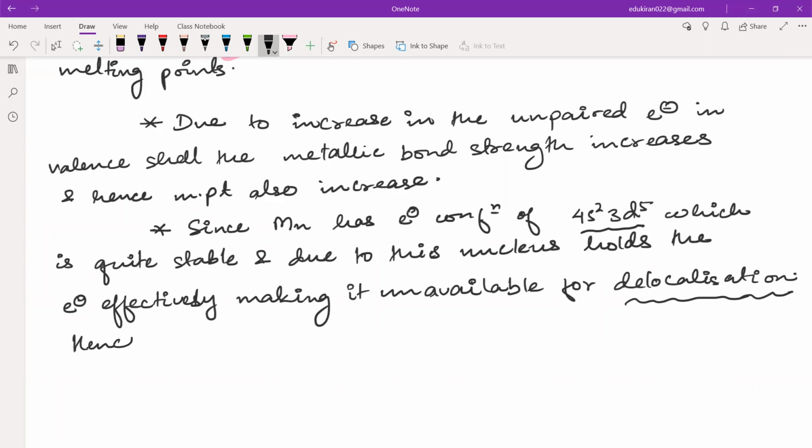Hence, metallic bonds are weak in manganese.